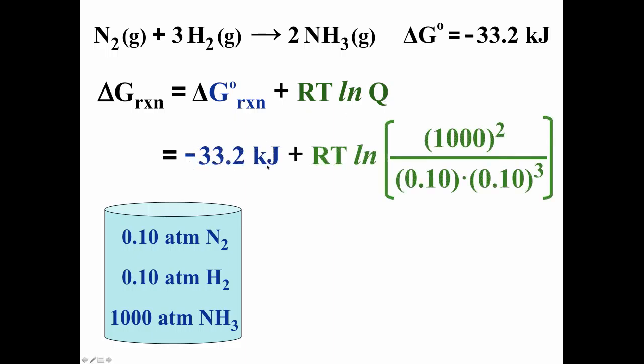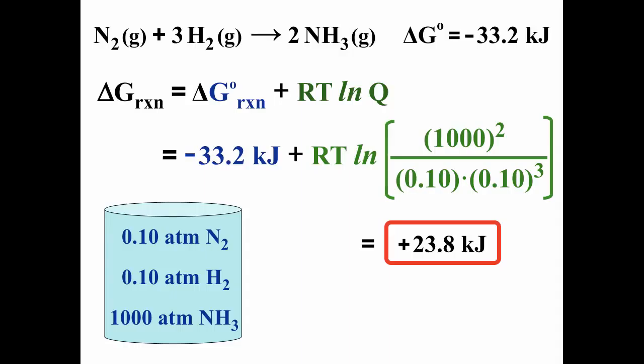Plugging in, as done in class, delta G standard is negative 33.2 kilojoules. R is the gas constant. Make sure you use the one in units of joules per Kelvin. T is the temperature in Kelvin. And then the natural log of the reaction quotient. In this case, we start with 1,000 atmospheres of NH3, and that's squared. We have 0.1 atmosphere of N2 to the first power and 0.1 atmosphere of H2 to the third power as our reactants and the things in the denominator of the reaction quotient. And when we calculate, we get plus 23.8 kilojoules.